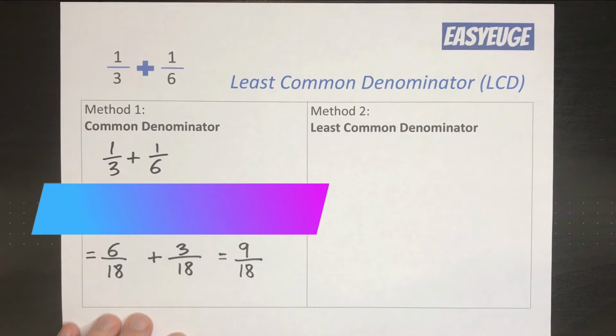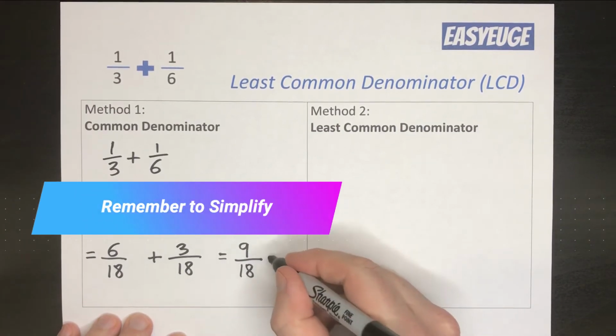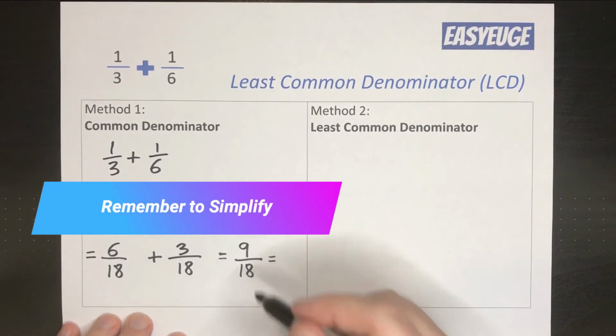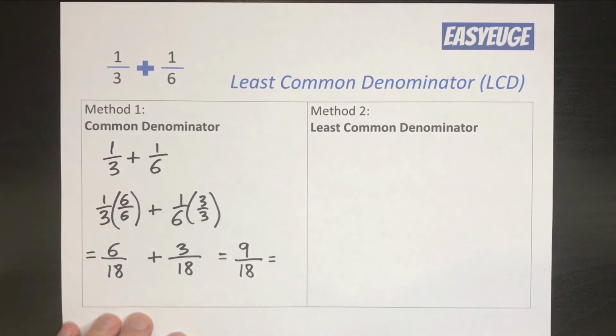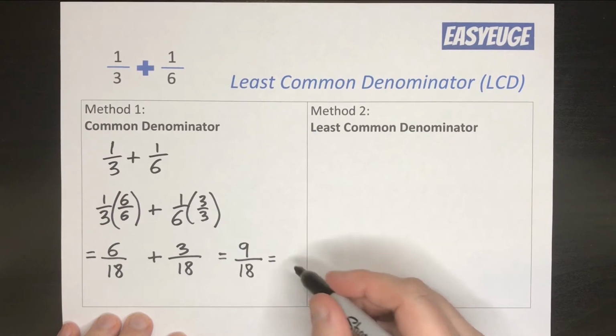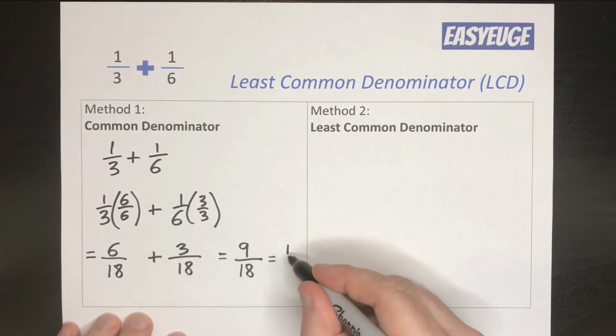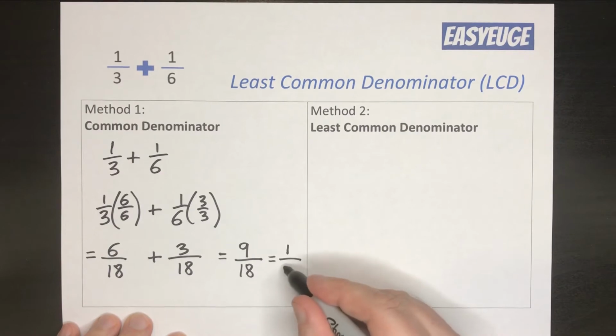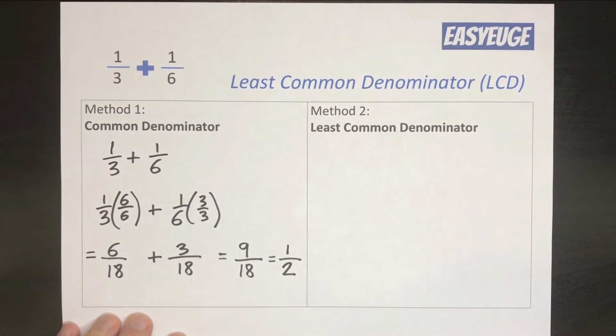So let's look for an opportunity to simplify. Is there anything we can do to the top number that we can also do to the bottom number? And let's divide the top and the bottom by 9. So 9 divided by 9 is 1. 18 divided by 9 is 2. So the answer to 1/3 plus 1/6 is a half. So we had a bit of simplifying to do, didn't we? And the number 18 started to look a bit big. So let's try least common denominator.